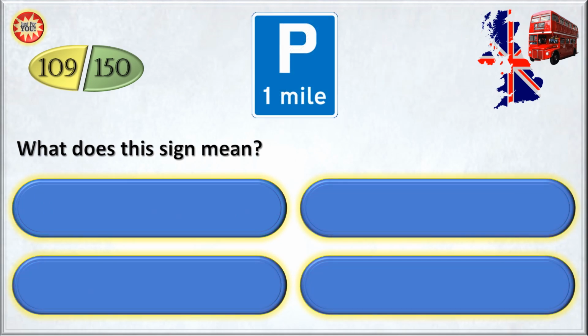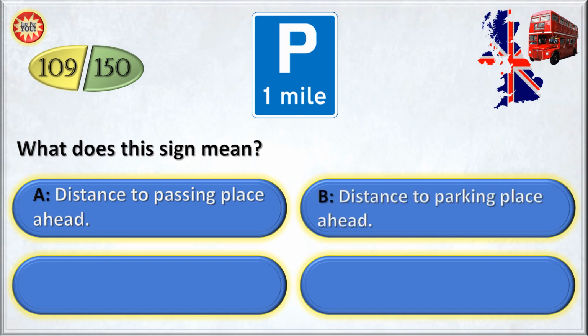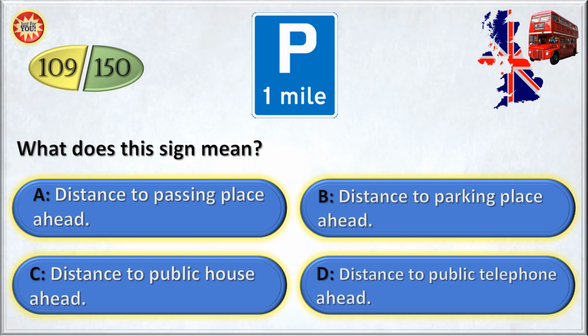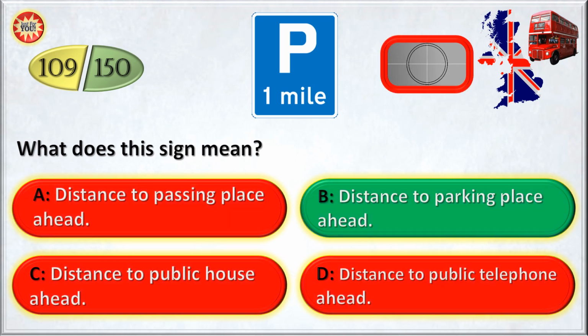What does this sign mean? Distance to passing place ahead. Distance to parking place ahead. Distance to public house ahead. Distance to public telephone ahead. Distance to parking place ahead.